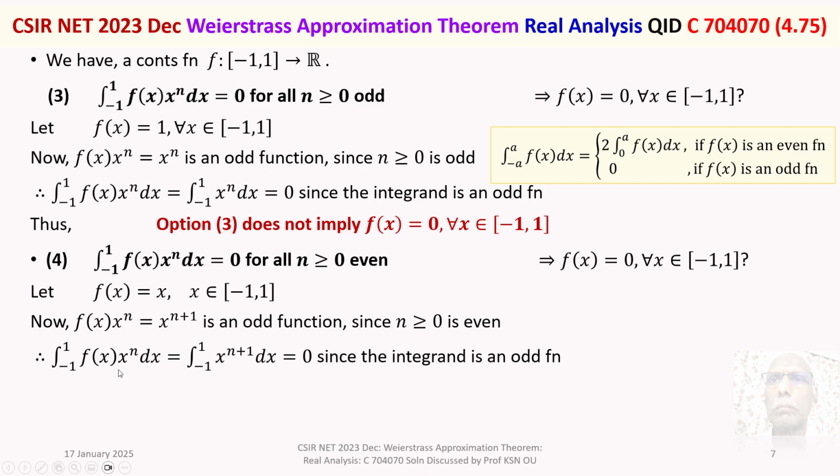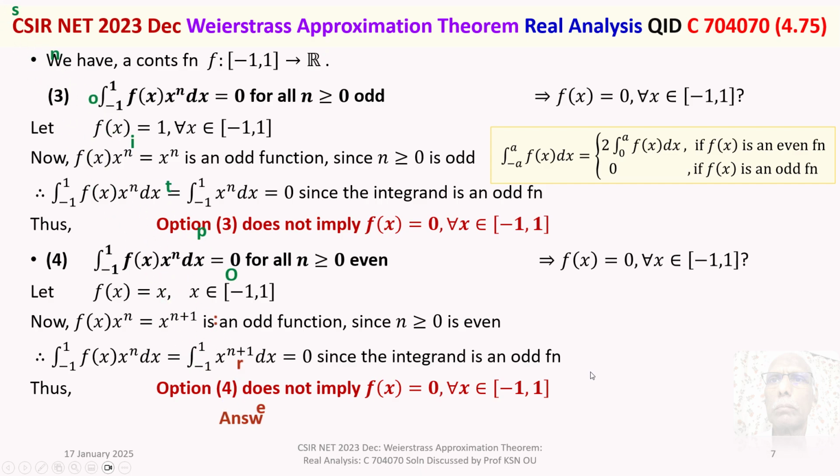Now, is it implying f(x) is equal to 0 for all x belonging to minus 1 to plus 1? No, f(x) is x. Therefore, option 4 does not imply f(x) is equal to 0 for all x belonging to the closed and bounded interval minus 1 to plus 1. Summarizing all the options, the answer to this question is options 1 and 2.